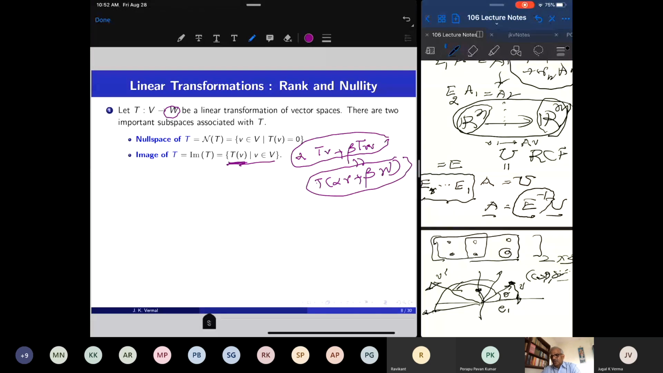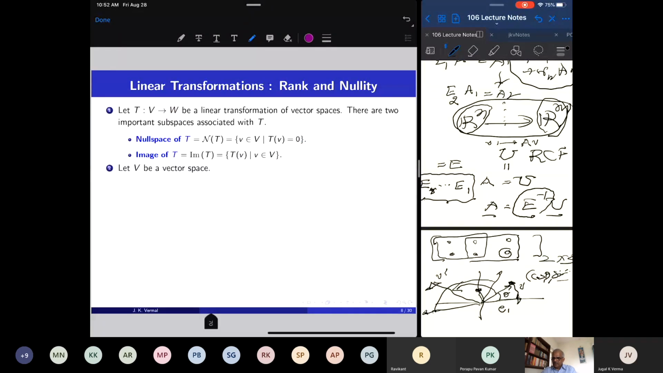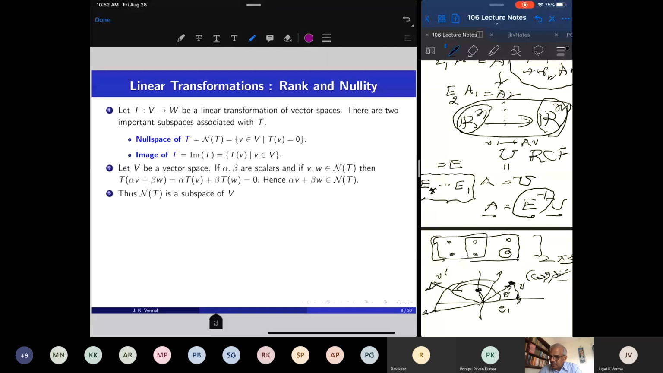So with any linear transformation, I have associated 2 subspaces. The first subspace lives inside the domain, that is the null space of T. It consists of all vectors which are mapped to 0. And then the second subspace is inside the codomain W, and that consists of all the vectors TV. All the images, they constitute the image space of T. Okay. Now, I proved this already.